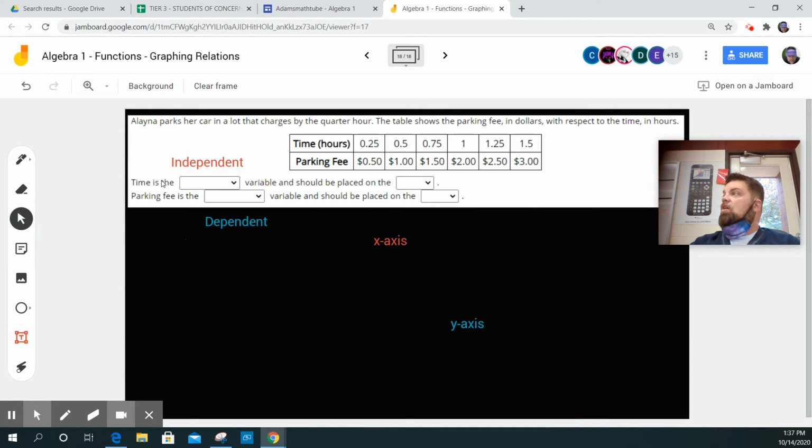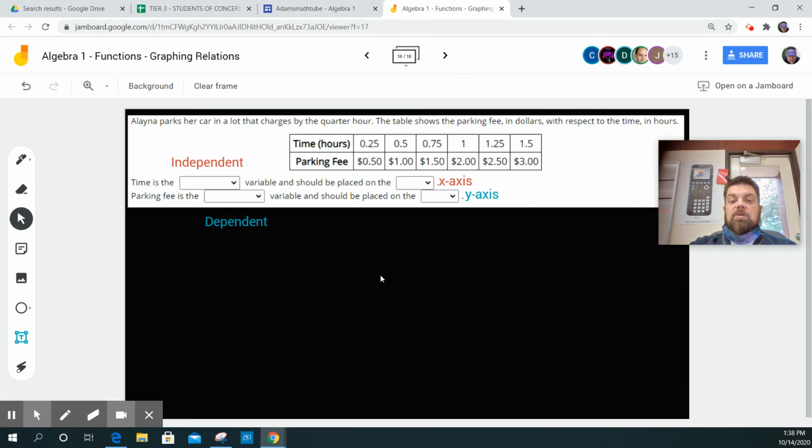Here's another clue I want you to think about. Anytime time is involved, if one of the quantities is time, 95% of the time it is the independent quantity. Almost always. So the independent variable is always associated with which letter? The x variable, right? And the dependent quantity is always associated with the y values. So time is the independent variable and should be placed on the x-axis. And parking is the dependent variable, and that should always be placed on the y-axis.